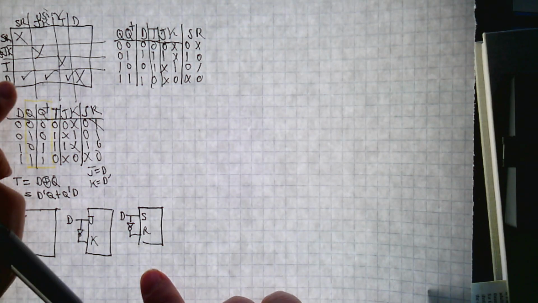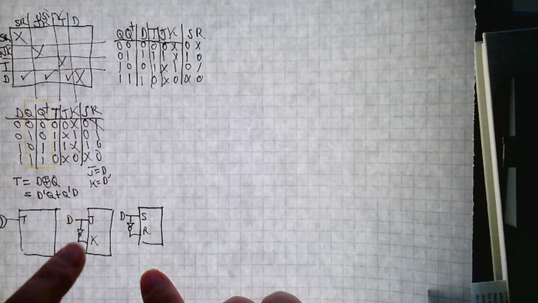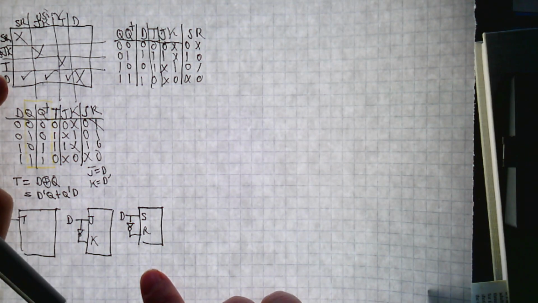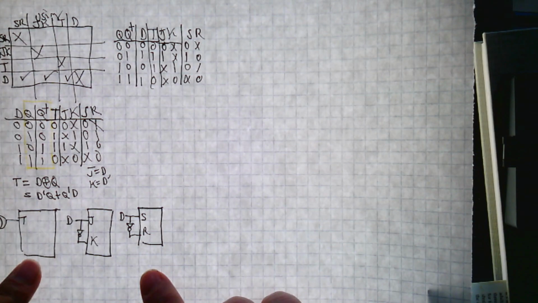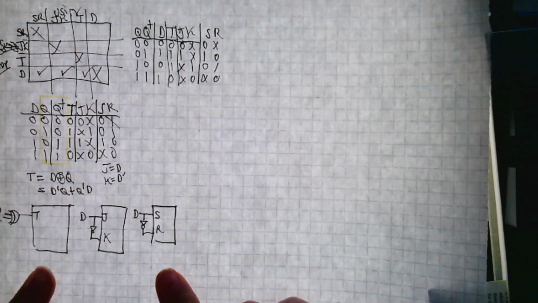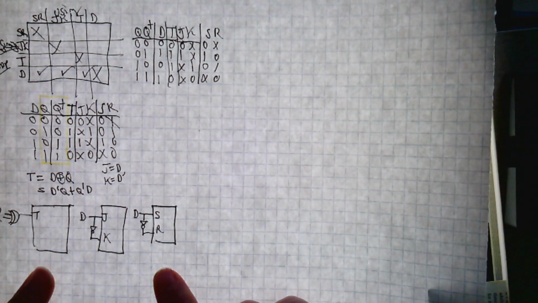I implemented a D flip-flop using a JK flip-flop. And I implemented a D flip-flop using a T flip-flop. But I didn't implement a D flip-flop using a D flip-flop, because that's silly. We wouldn't do that. Does everybody kind of see the approach that we're using here? Who got confused?